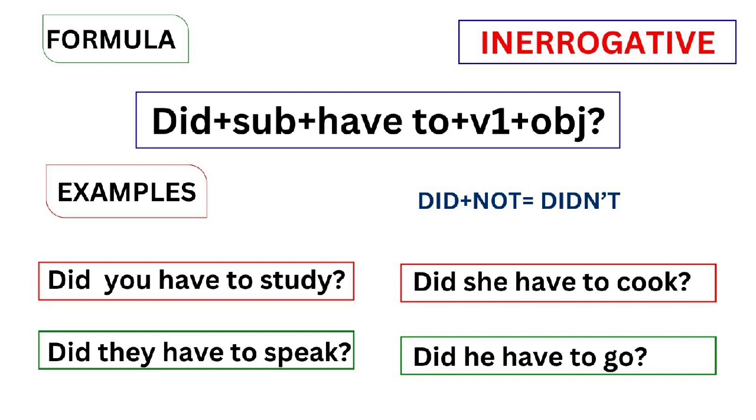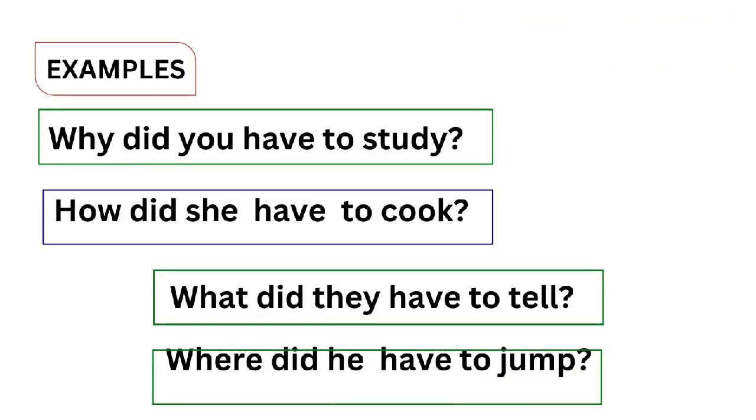Didn't is the contracted, short form of did not. This is a way of asking a question. Like: did you have to study, क्या तुम्हें पढ़ना पड़ा. Did she have to cook, क्या उसे बनाना पड़ा. Did they have to speak, क्या उसे बोलना पड़ा. Did he have to go, क्या उसे जाना पड़ा. These sentences are asking questions.